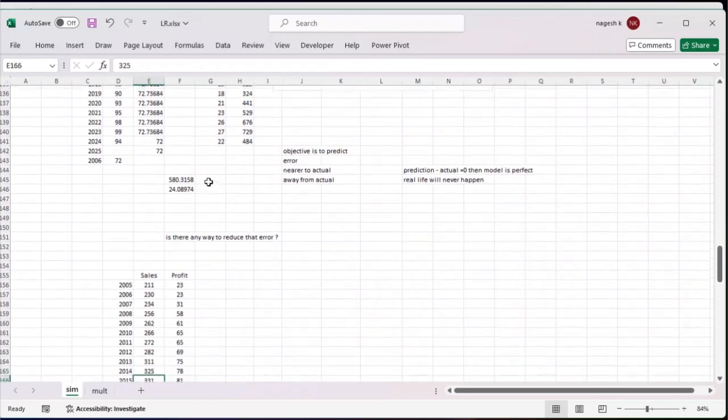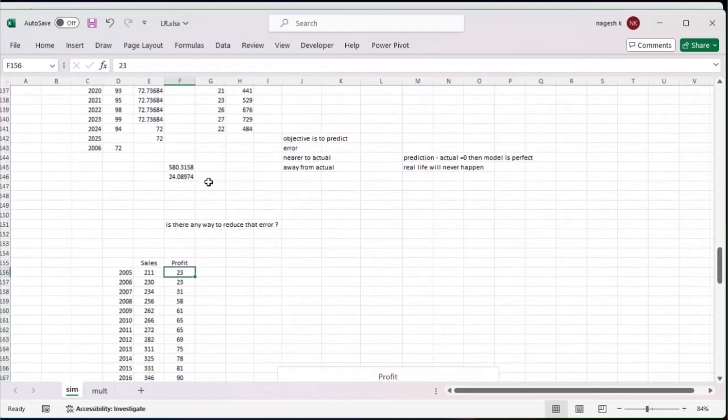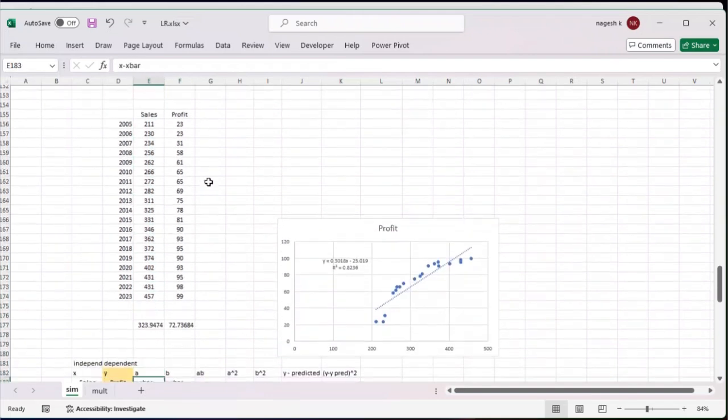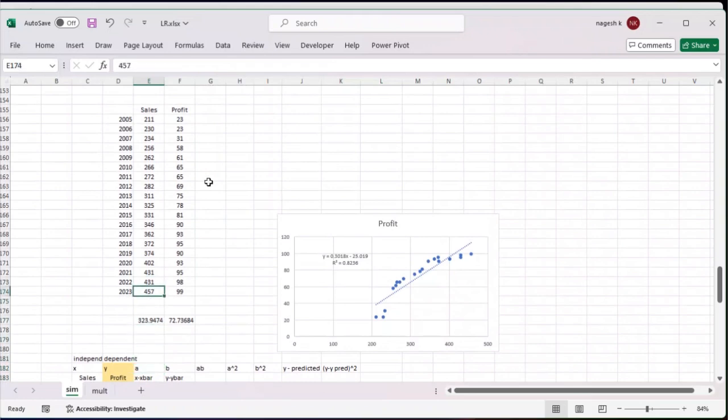Earlier we had profit. Now we are given sales also. How is the sales influencing the profit? Is there any influence on profit or not? That is the first question. And if so, how much is it influencing the profit? So the problem for our machine learning algorithm is a prediction problem. That's what we are dealing with now.